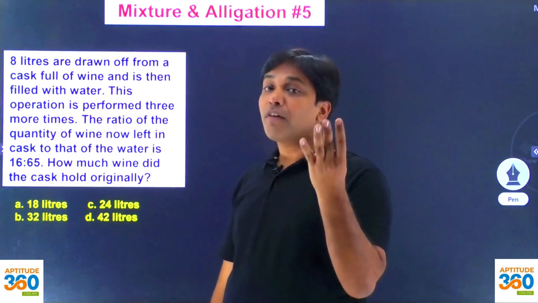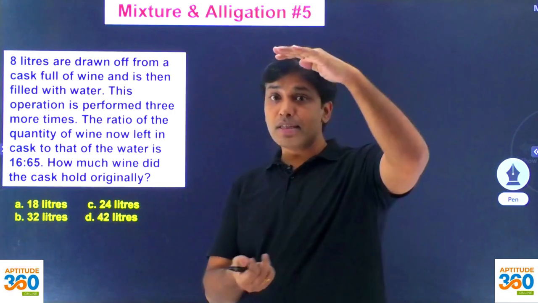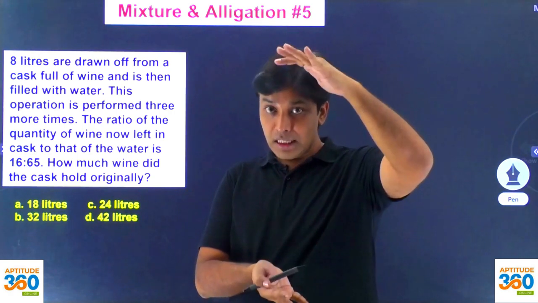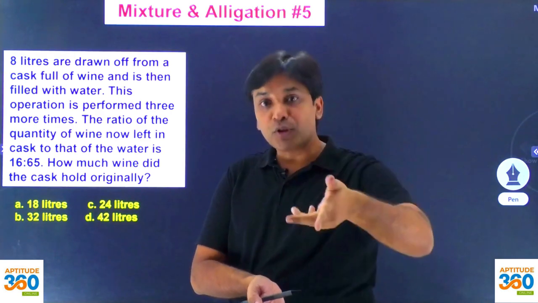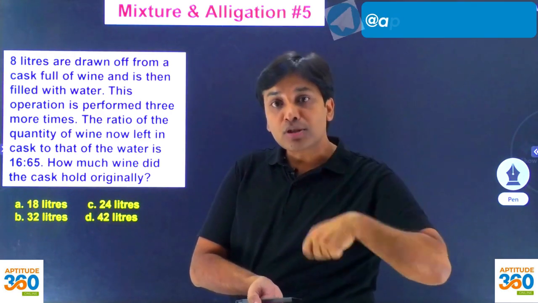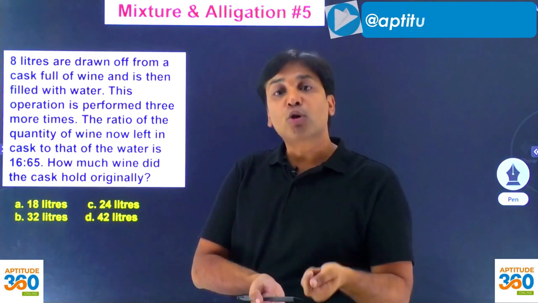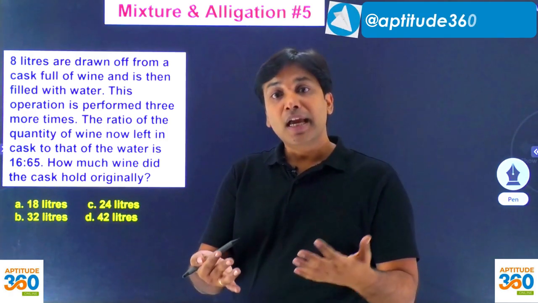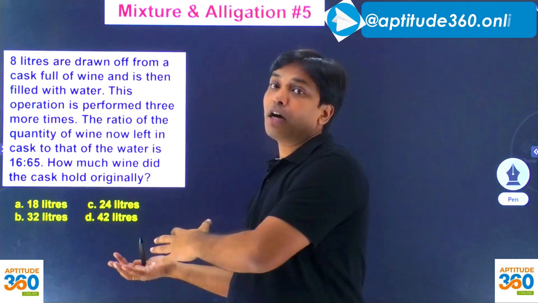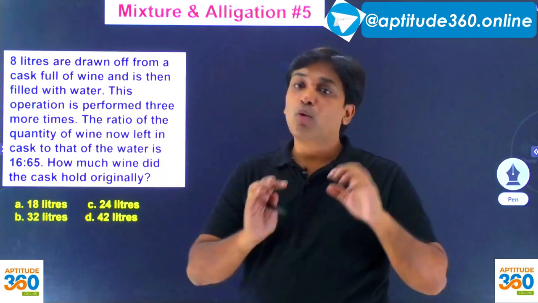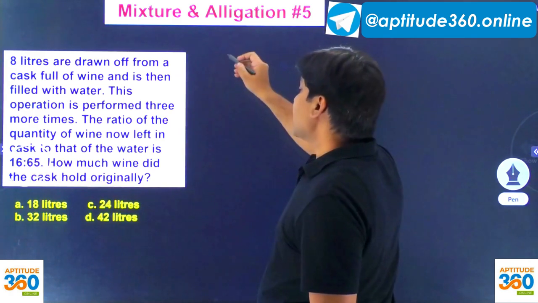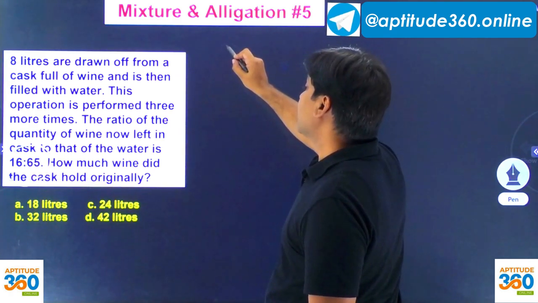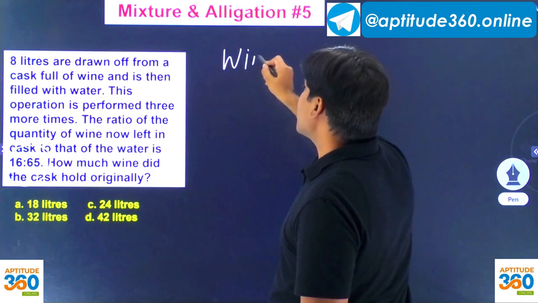So what did he do in this operation? There is a cask full of pure wine. 8 liters has been replaced with water. And this process is getting repeated 3 more times, which is 4 times, right? Every time 8 liters is being taken out and this is getting replaced with water. And by doing so, the wine to water ratio is given to you.